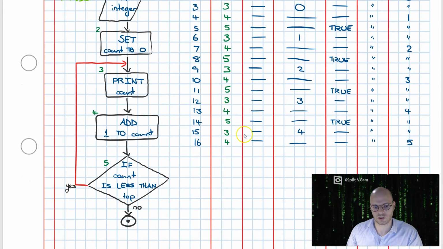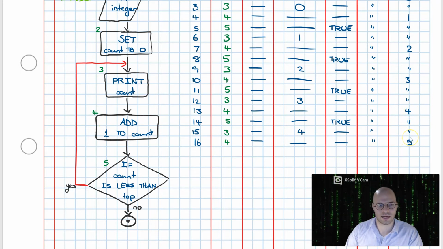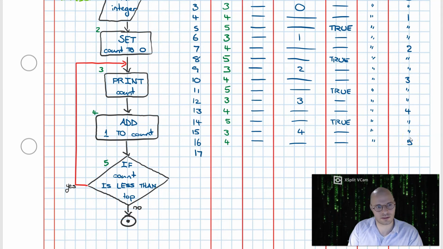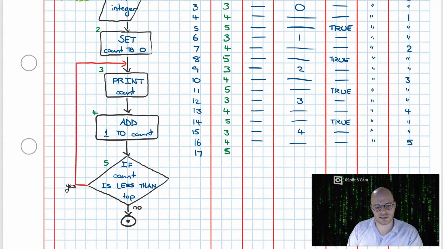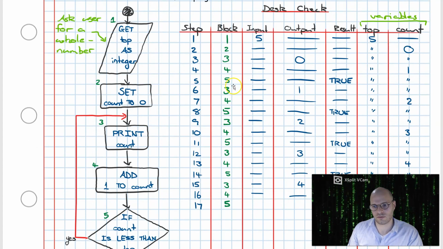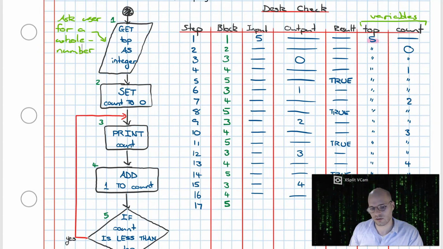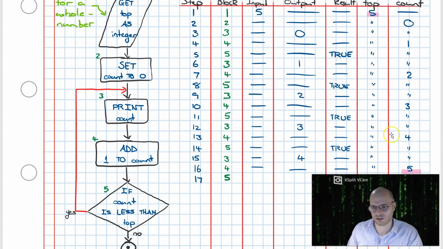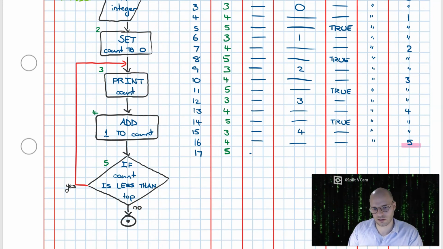Alright, coming back, we're at step 16, which is block 4. What's just occurred is the value of count has ticked from 4 over to 5. Now we're about to run the question for step 17, block 5, which is count less than top? Now, the value of top is 5, and the value of count is 5 over here. So the issue we're going to have is because 5 is not less than 5, then we're not going to get a true condition occurring.